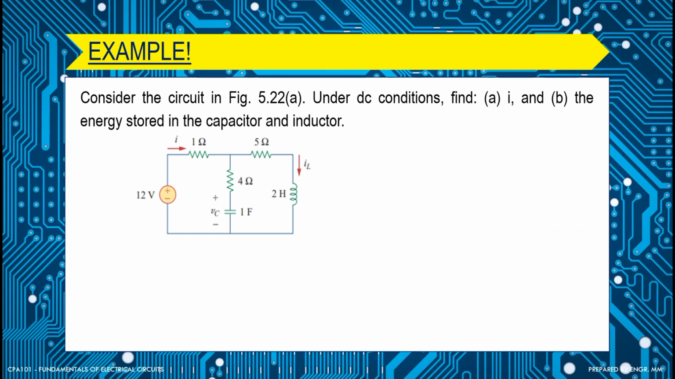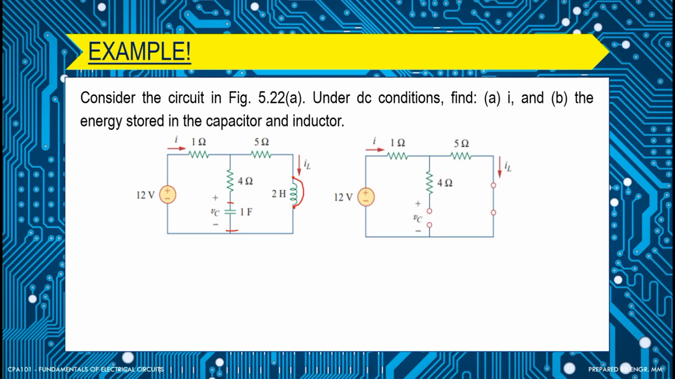Then another example: consider the circuit below. Under DC conditions, find the current and the energy stored in the capacitor and inductor. In DC condition, our capacitor is open and our inductor is shorted. So we will have a circuit with 1 ohm in series with 5 ohm. To find this current, just use Ohm's law: i equals 12 volts divided by 1 plus 5, which is equal to 2 amperes.